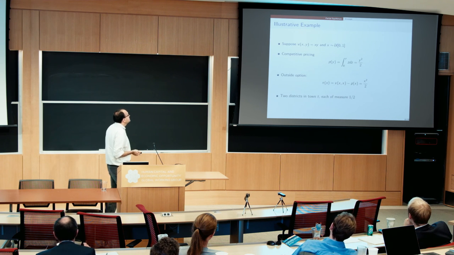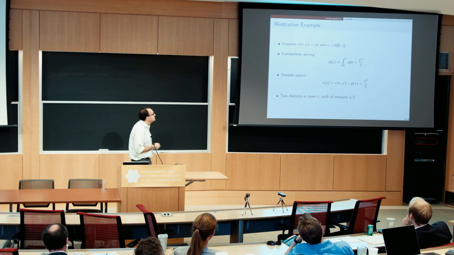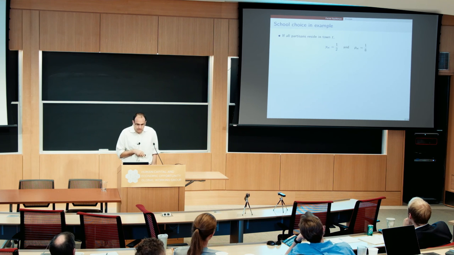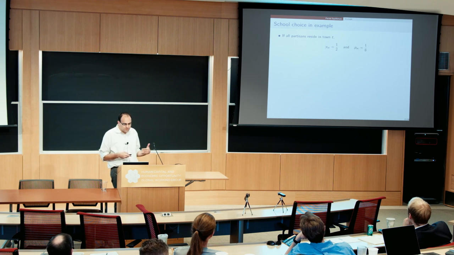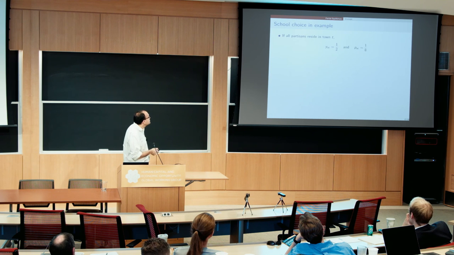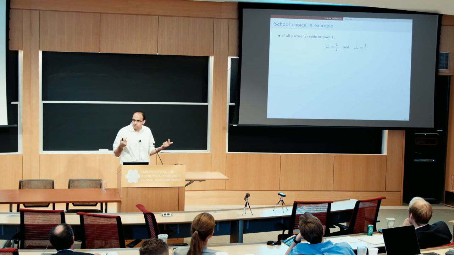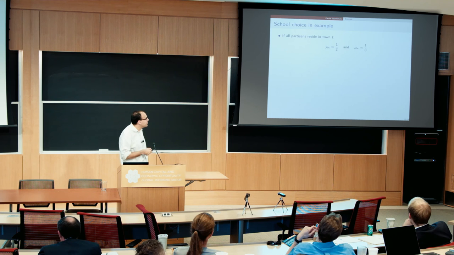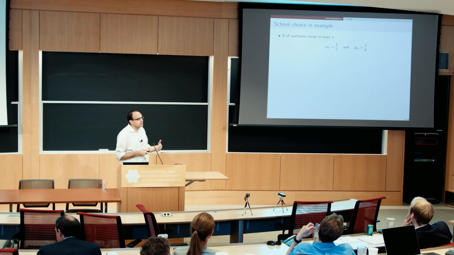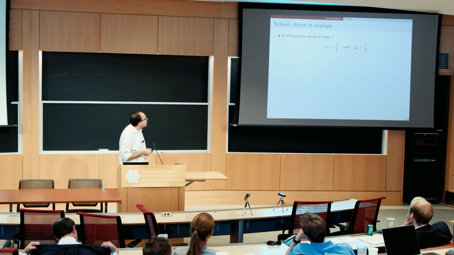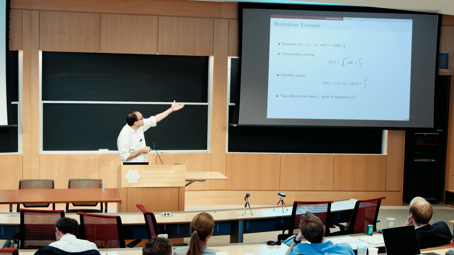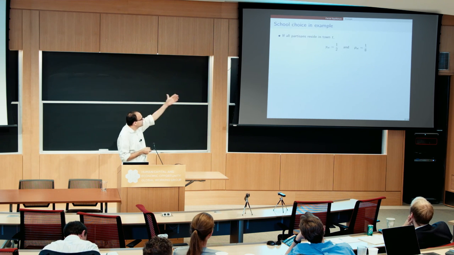And now let's think about the situation where we have two districts in town T of equal measure. So what happens with school choice? Suppose all partisans reside in the town. Then the average quality is just going to be a half, because it's uniformly distributed. So that's the average quality of the school. We plug in the y into our competitive pricing here. So a half squared divided by 2 is an eighth.